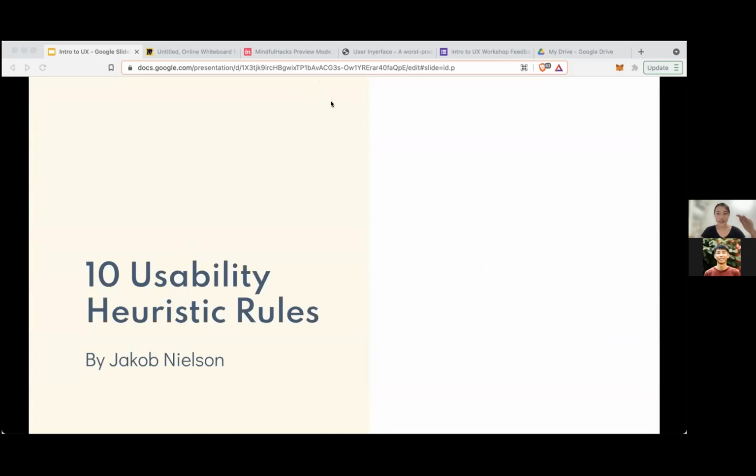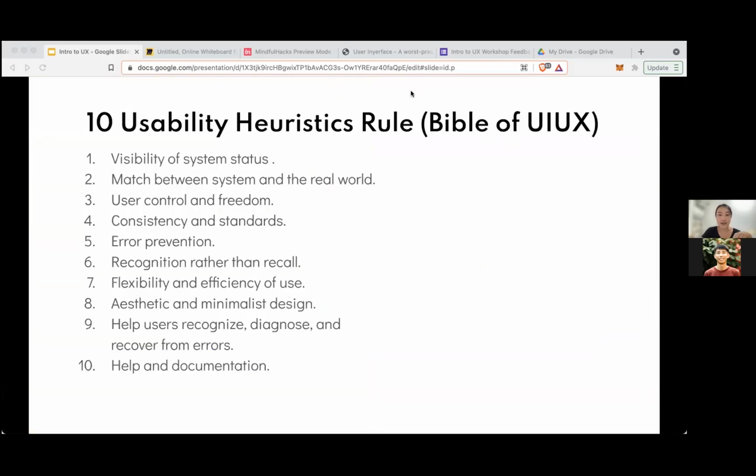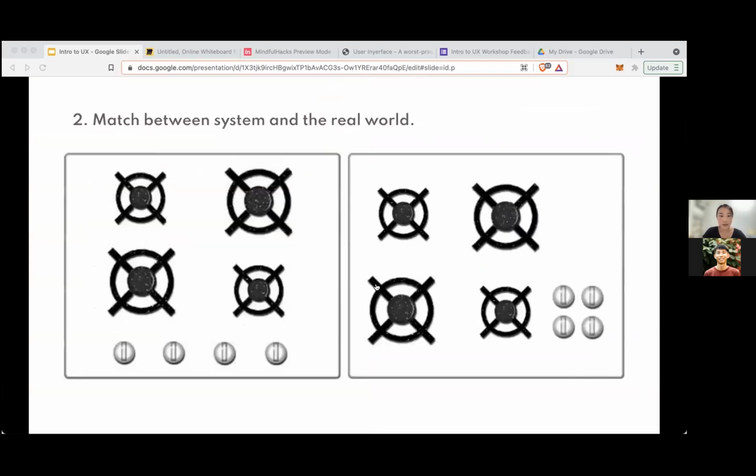So the tips that we just looked at are actually part of the 10 usability heuristic rules. You don't need to remember the name. Just remember that this is the Bible of UI UX. There are 10 rules in the Bible of UI UX, and it looks like this. Just now we looked at 7 of them, and I'm going to talk about the remaining 3.